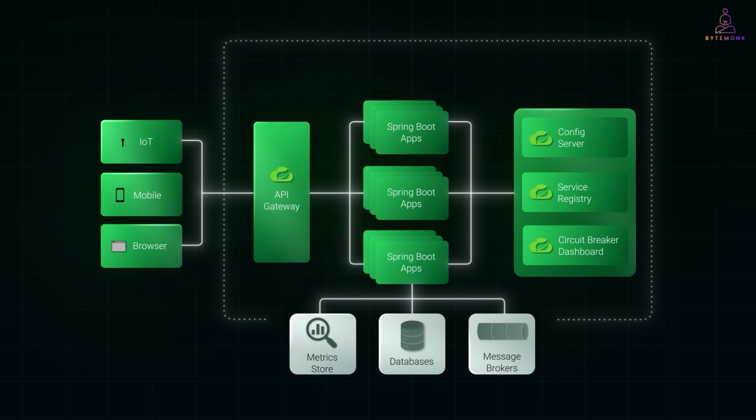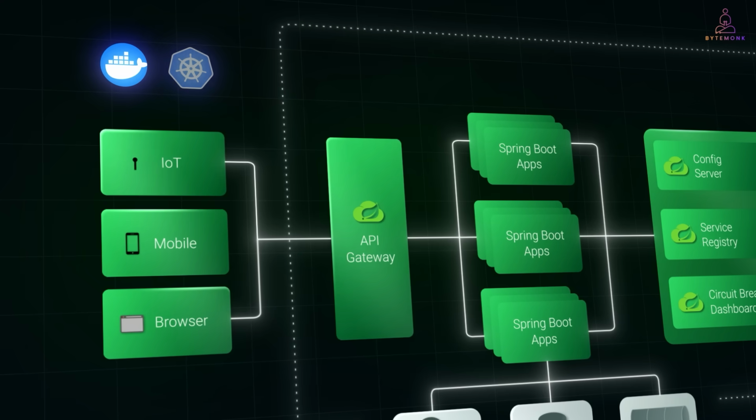What's amazing is that each of these components, the gateway, registry, config server, and more, can be built as Spring Boot apps themselves. You just add the right dependency, flip a few configs, and you are up and running. Each service stays independent, running on its own port, while Spring Cloud handles the coordination behind the scenes. This makes your architecture both scalable and resilient, and perfect for running in containers or Kubernetes.